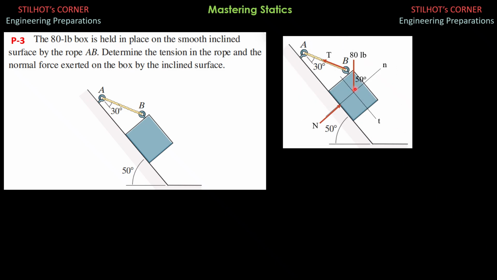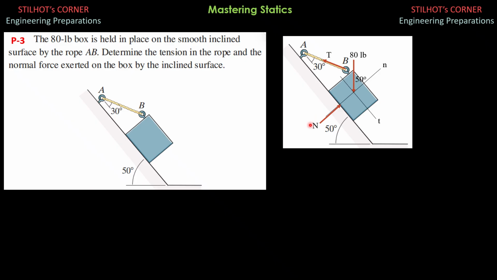We have the weight of the box, 80 pounds. The angle between the 80-pound weight and this normal axis is also the angle of inclination, 50 degrees. So that's the tension in AB. It makes an angle with the inclined plane of 30 degrees. So that's why we consider this tangential axis parallel to the inclined plane and this normal axis perpendicular to the inclined plane.